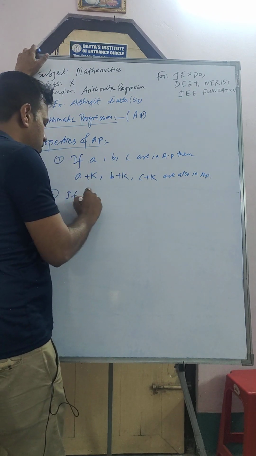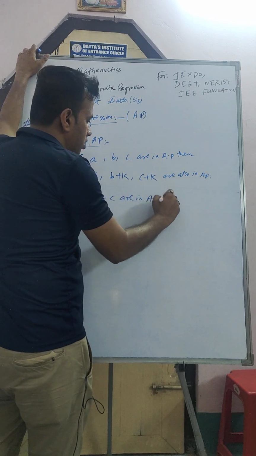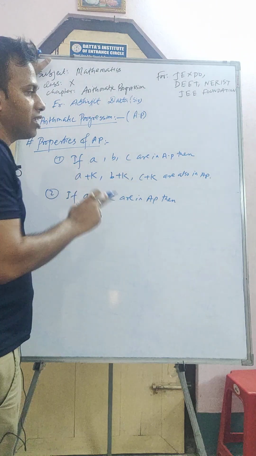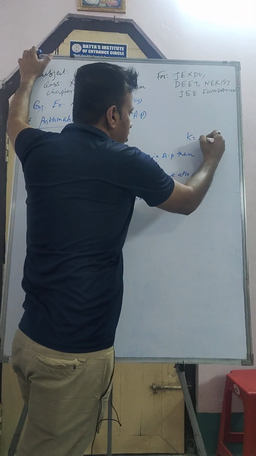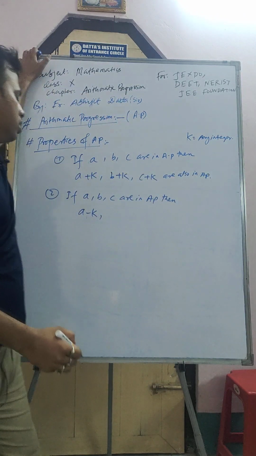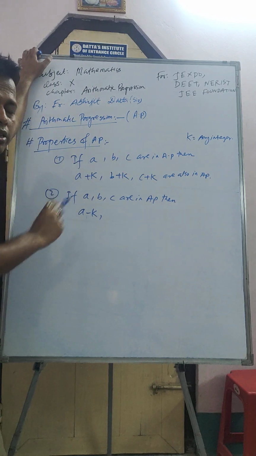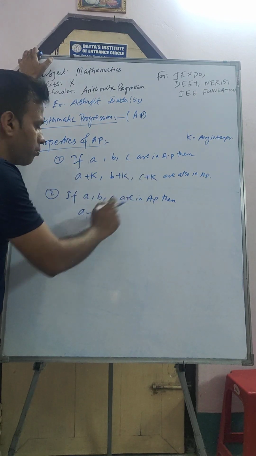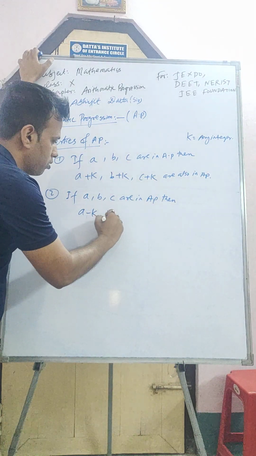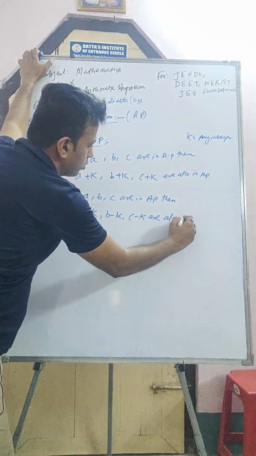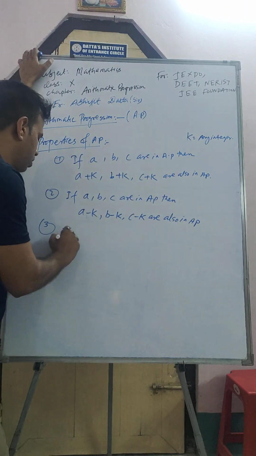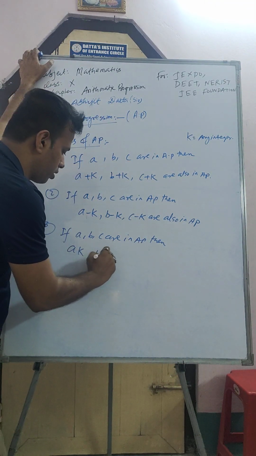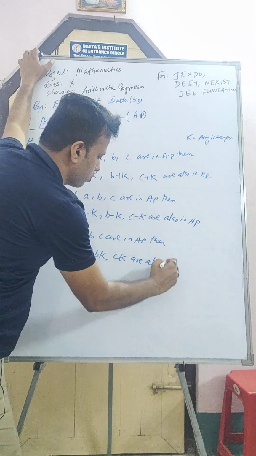Number 2, if A, B, C are in AP, then A minus K, B minus K, C minus K are also in AP, where K is any integer. If I add an integer to all the numbers in AP, then the result will also be in AP. Number 3, if A, B, C are in AP, then A into K, B into K, C into K are also in AP.